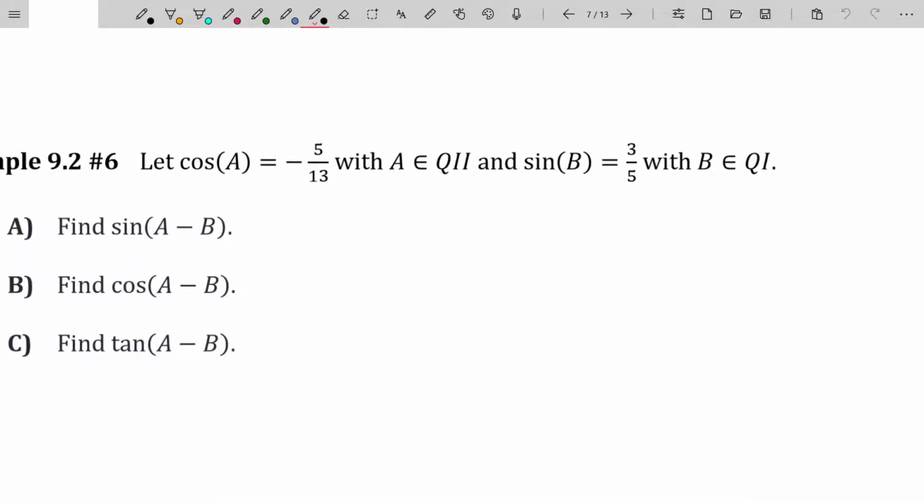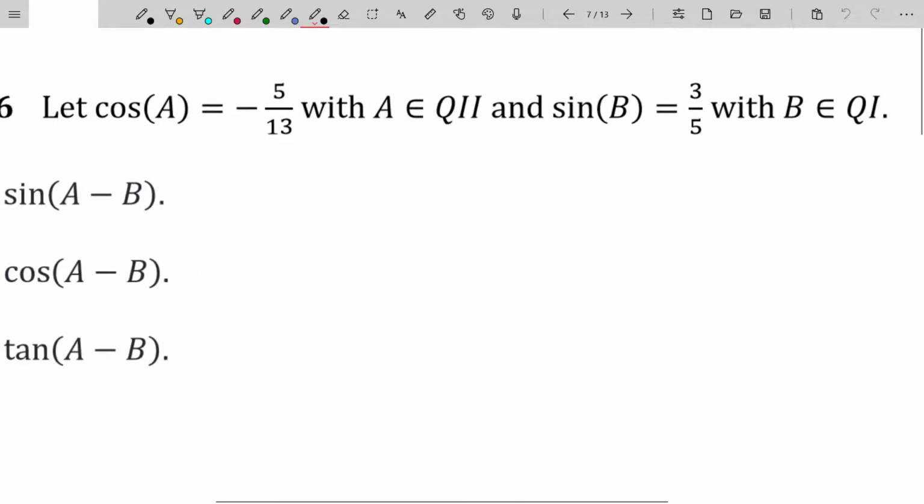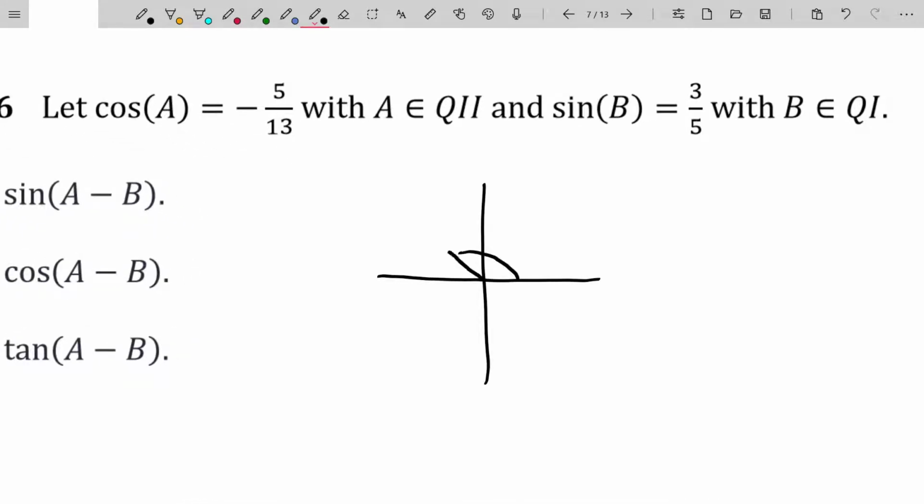So if I were to draw these out, which I highly recommend you do, you have in quadrant 2, the angle A terminates. So that's actually the angle A right there, but I'm going to use a hat here just to say that that's my reference angle. And you know the cosine of the angle A is -5/13. That is, the adjacent side to the reference angle is -5, and the hypotenuse is 13. And you can go ahead and use Pythagorean theorem to find out this is 12.